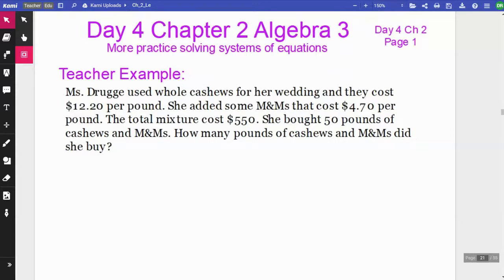So Ms. Drugi used whole cashews for her wedding, and they cost $12.20 per pound. She added some M&Ms that cost $4.70 per pound. The total mixture costs $5.50.